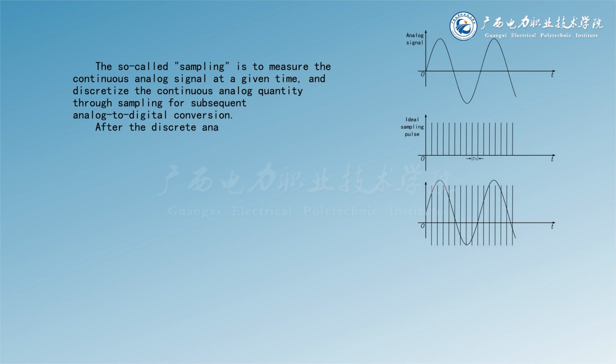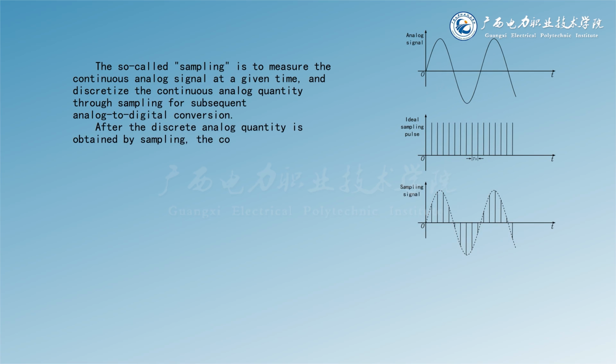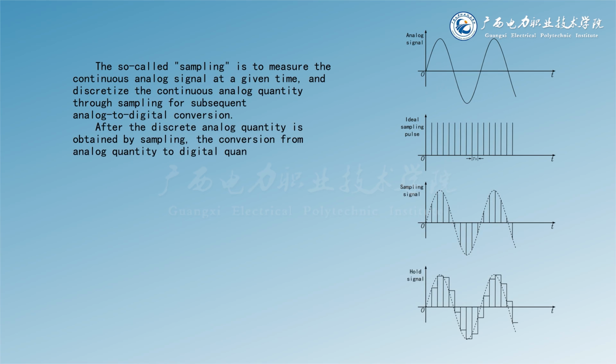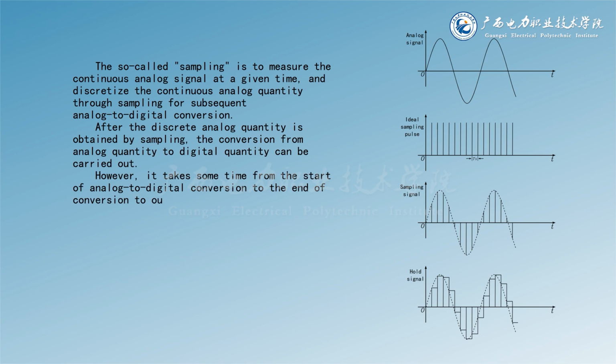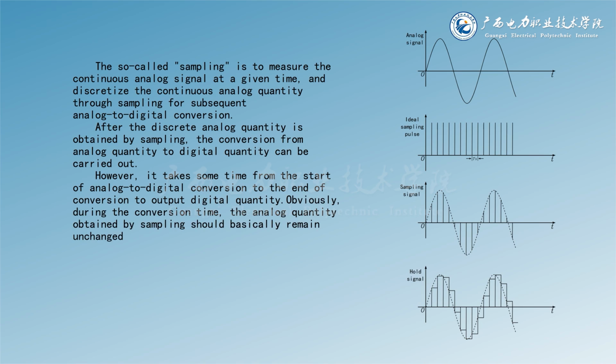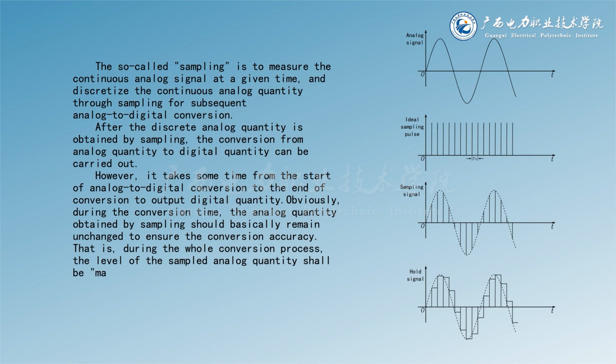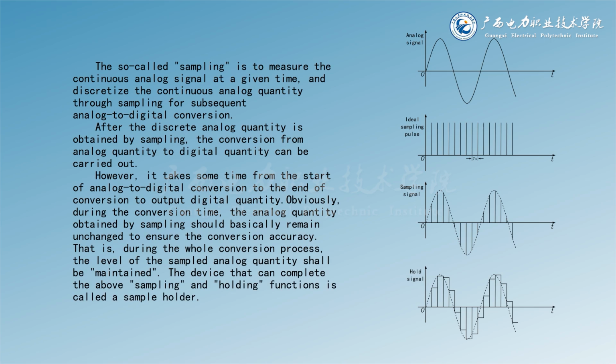After the discrete analog quantity is obtained by sampling, the conversion from analog quantity to digital quantity can be carried out. However, it takes some time from the start of analog to digital conversion to the end of conversion to output digital quantity. Obviously, during the conversion time, the analog quantity obtained by sampling should basically remain unchanged to ensure the conversion accuracy. That is, during the whole conversion process, the level of the sampled analog quantity shall be maintained. The device that can complete the above sampling and holding functions is called a sample holder.